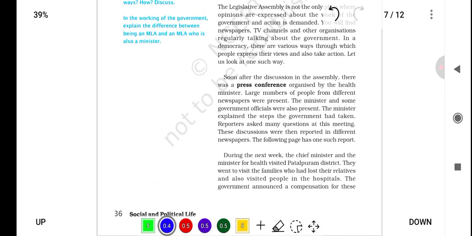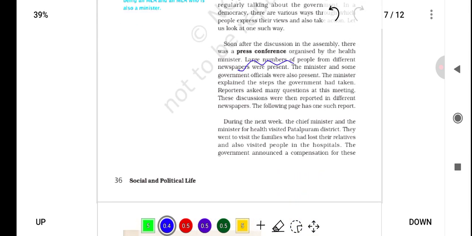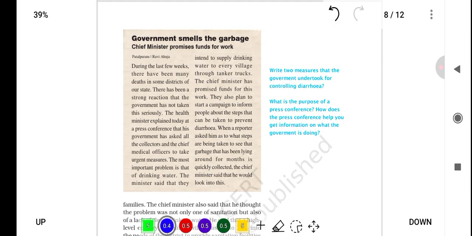Now we'll discuss the working of the government press conference. Government smells the carpet. Chief Minister promises fund for work. During the last few weeks, there have been many deaths in some areas of our state. There has been a strong reaction that the government has not taken it seriously. The health minister explained today at a press conference that his government has to take urgent measures.